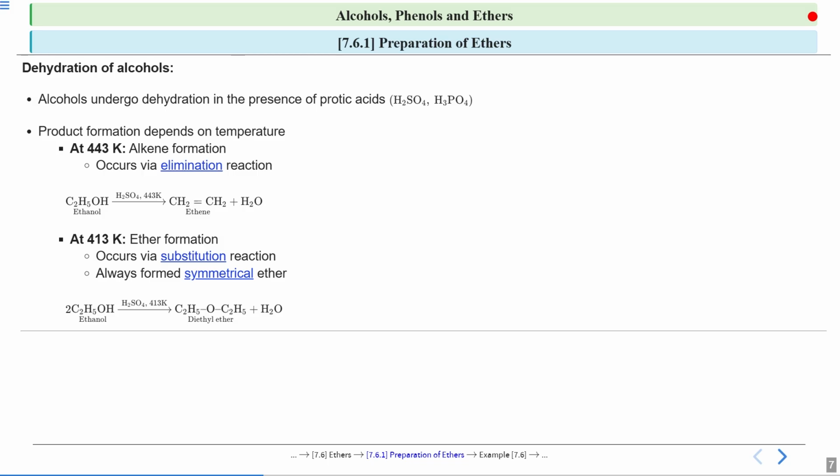You need to remember that an ether is not always formed if you are taking an alcohol in the presence of a protic acid. If the temperature is high, at 443 Kelvin, then when your ethanol reacts with your protic acid, you get an alkene, here it is ethene. And when the temperature is less, that is 413 Kelvin, then ether is formed in the presence of protic acid, and it occurs by a substitution reaction.